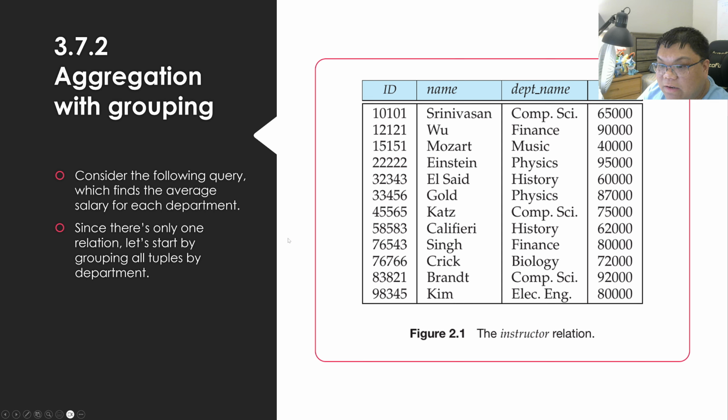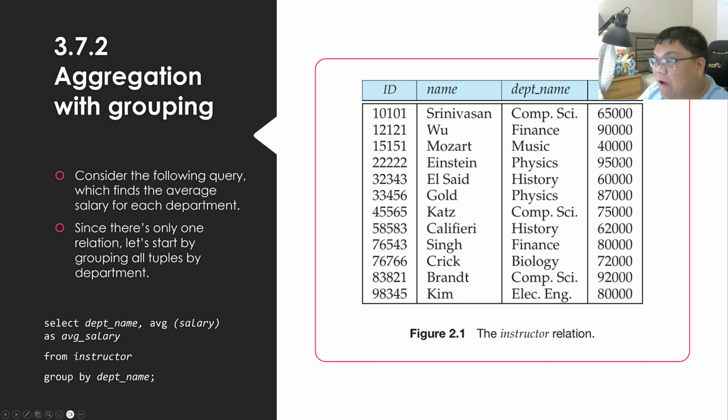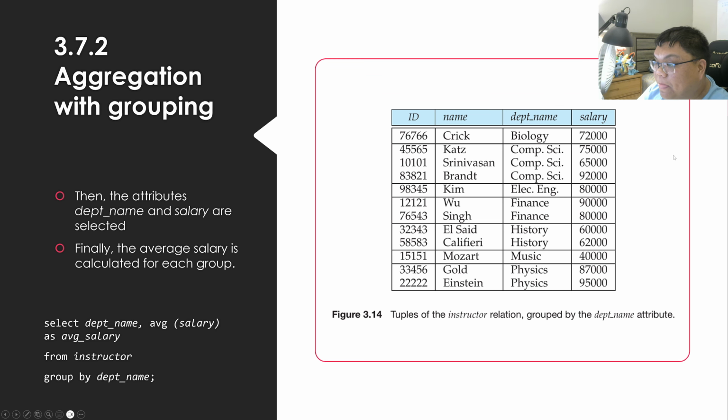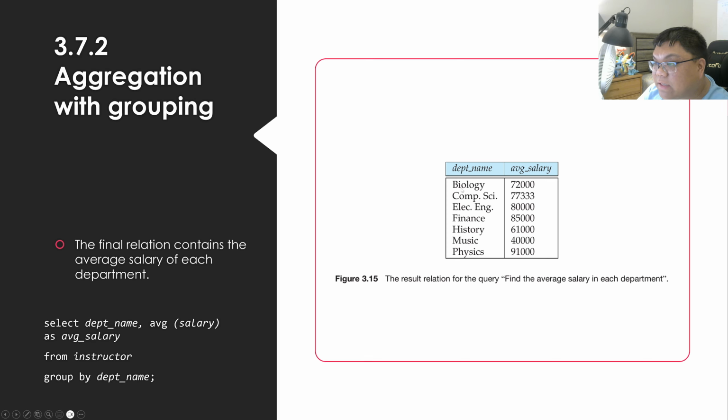Since there's only one relation, let's start by grouping all tuples by department. So here's our query. Select department name, average salary as average salary, from instructor, group by department name. So now we are going to sort this table by department. There we go. Then, we select the attributes department name and salary. And then, for each group, we find their average. So now, we have an average salary of each department.